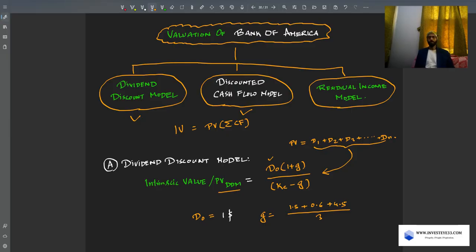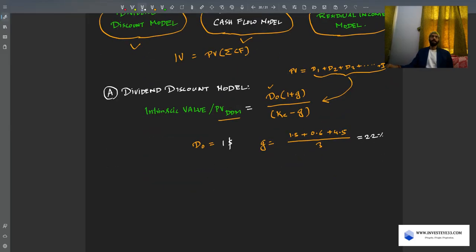So here the number is 1.5 plus 0.6 plus 4.5 divided by 3. So the perpetual rate is 2.2%. 2.2% is the rate we are taking here.